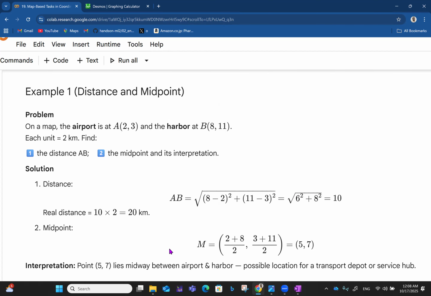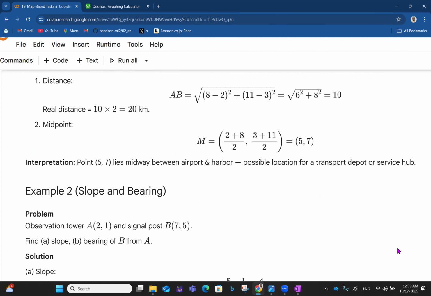And talking about the midpoint, we have M equals ((2 plus 8) divided by 2, (3 plus 11) divided by 2). That's 2 plus 8, 10 over 2, 5. Then 3 plus 11, 14 over 2, that's 7. The interpretation is that the point (5, 7) lies midway between airport and harbor, a possible location for a transport depot or service hub. Maybe you get to exchange things between the airport and harbor like that.